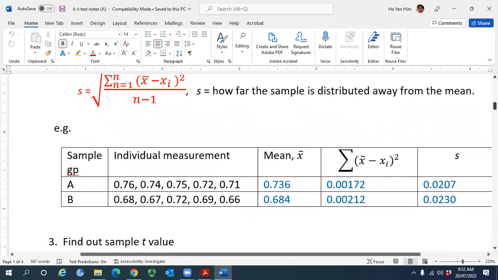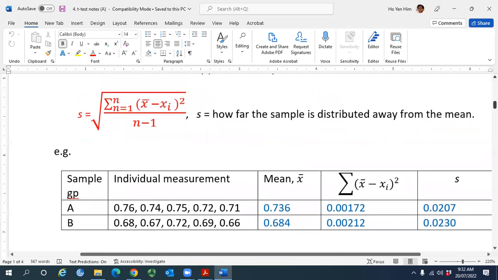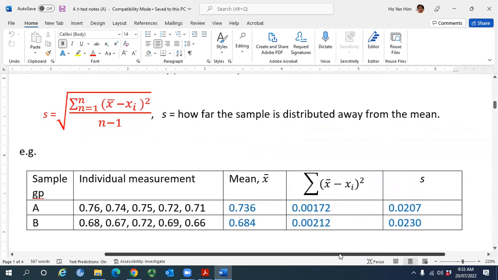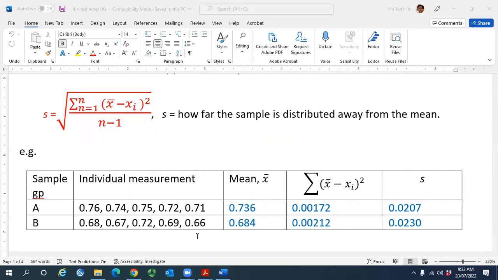Okay, so this is an example that I want you to do now. Please calculate the mean value of this set of measurements for sample A and this set of measurements for sample B. Calculate the mean. After that, calculate the standard deviation. I will also show the working for this one. Standard deviation is this one, this working, okay? Just in case you are not quite sure.